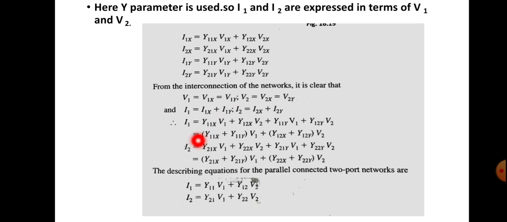So you can represent it as I1 will be equal to y11x V1 plus y12x V2. Similarly, I2 will be equal to, what is I2x? I2x is y21x V1x plus y22x V2x. So you can write I2 will be equal to, what is I2? Before that, you have an equation for I1.